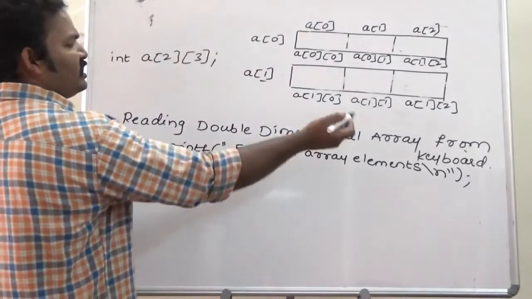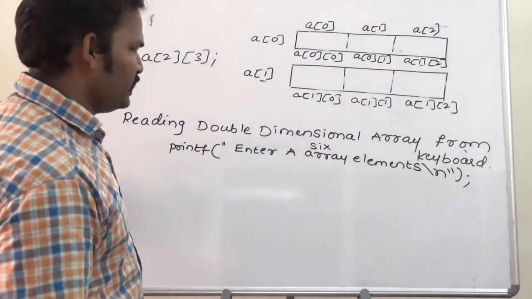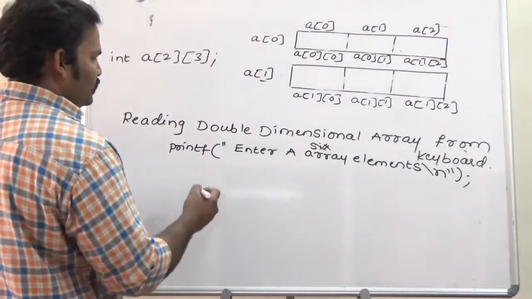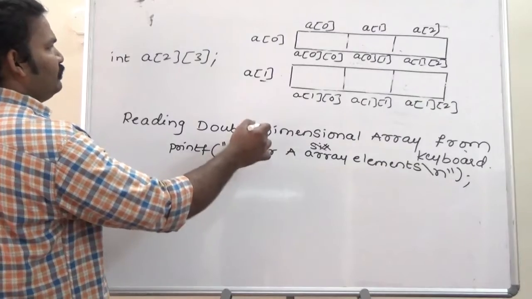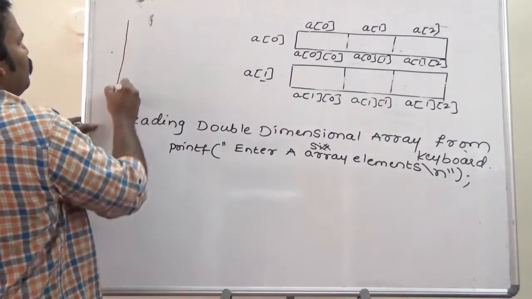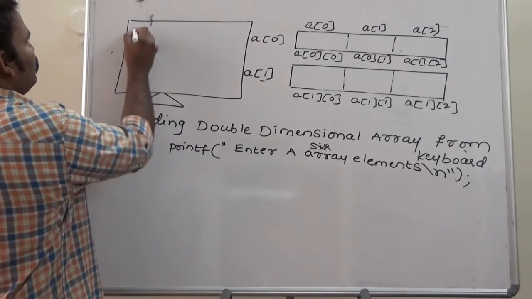Or enter 6 elements. You may write, or you may display it like this also: "Enter 6 elements." Right. Now enter array elements. So after reading this message, what will the user do? After reading this message, the user will enter 6 elements.